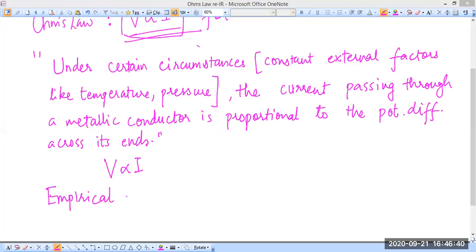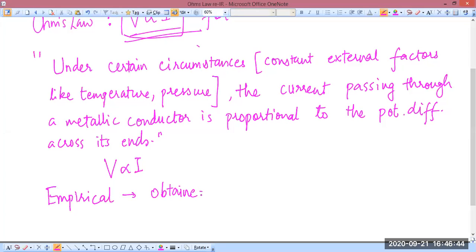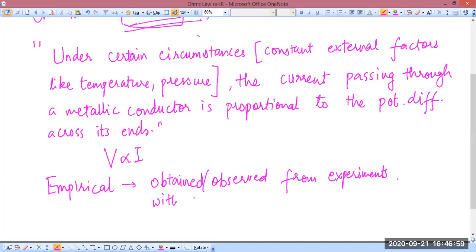Empirical means obtained or observed from experiments, right? But at that time without knowing the reason. Okay, without knowing the reason. That is called empirical, right?